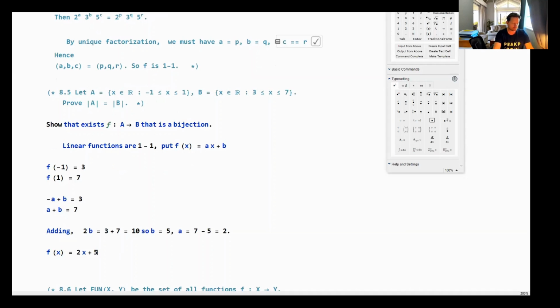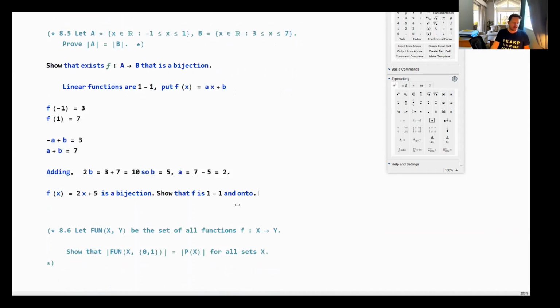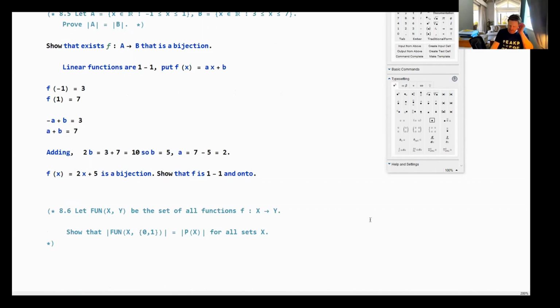All right, and then we say this is a bijection, and then you've got to show that it's 1-to-1. Show that f is 1-to-1 and onto. All right, so I'll leave that as an exercise to you. Now there's a last question here, which is a little bit tricky. So I won't do this because we're pretty much out of time here.